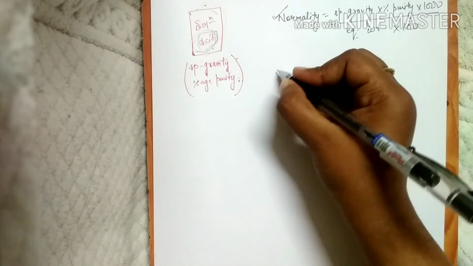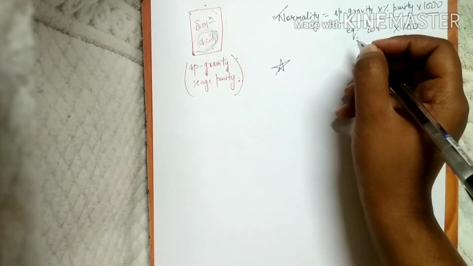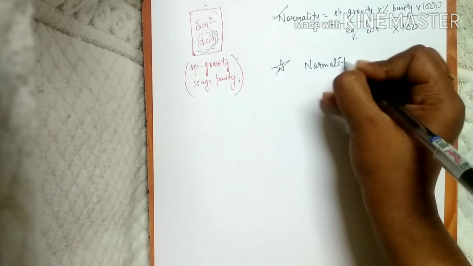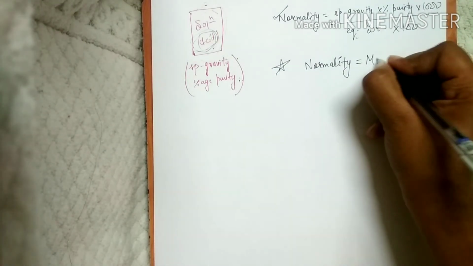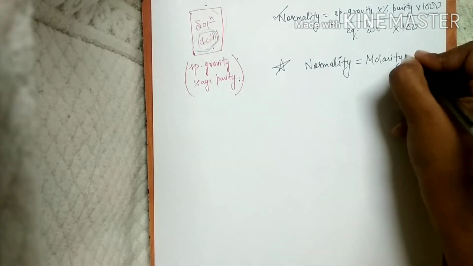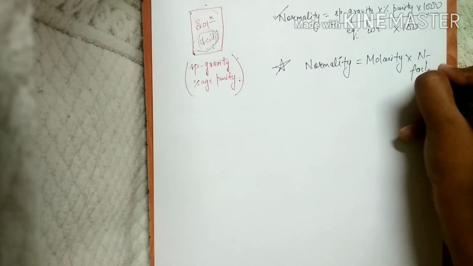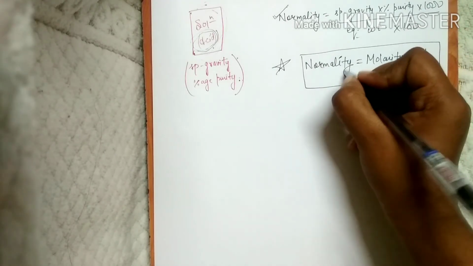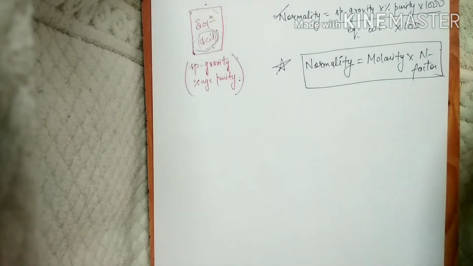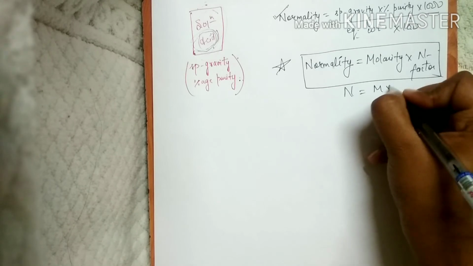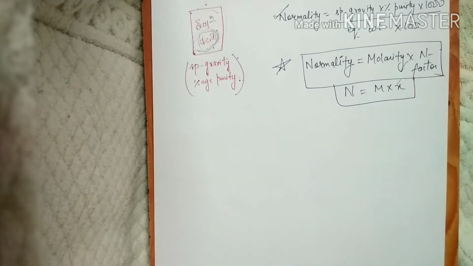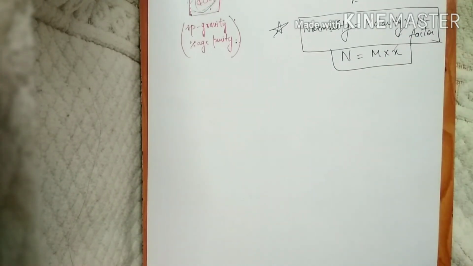Also, there is a very famous relation between normality and molarity, that is normality is equal to molarity into n factor, which we have studied just before. Normality is equal to molarity into n factor, or you can write normality is molarity into x. X is your n factor. Okay, so this is all about your mole concept in solution. So we can solve one question based on these theories.